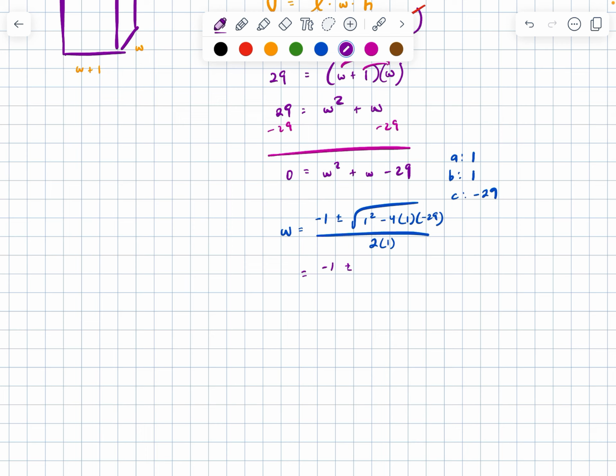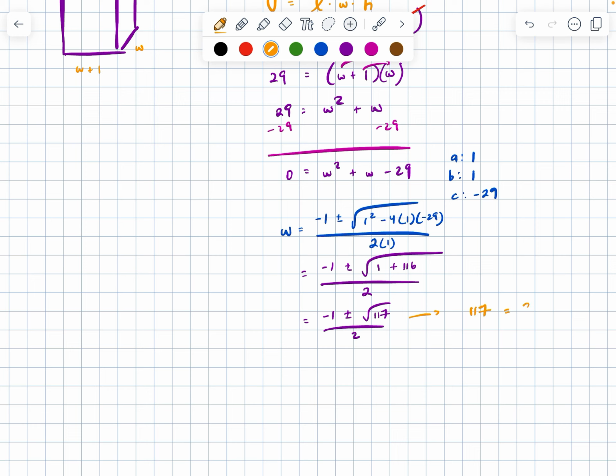Let's simplify and see what we get. Well, I've got here negative 1 plus or minus the square root of 1 squared, which is 1. Negative 4 times 1 is negative 4. Negative 4 times negative 29, it turns out, is 116, all over 2 times 1, which is 2. So I've got negative 1 plus or minus the square root of 117 all over 2.